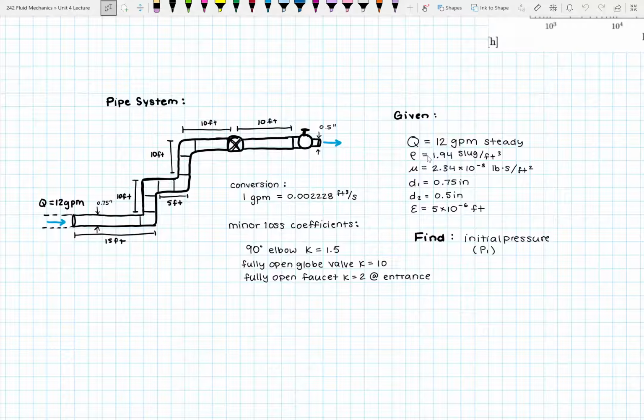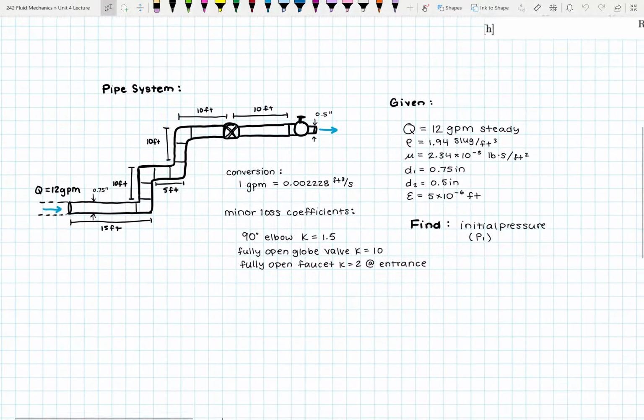So if we look at what we're given right away, we have the volume flow rate, which is going to be helpful. However, notice that it is given to us in gallons per minute, so we're definitely going to want to address that because that's not a unit that we really tend to work with.